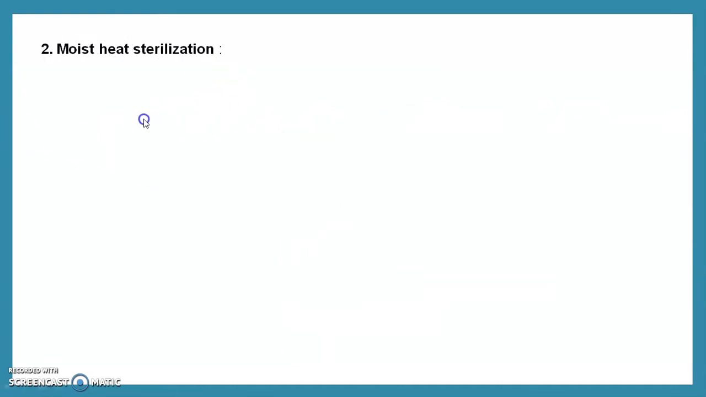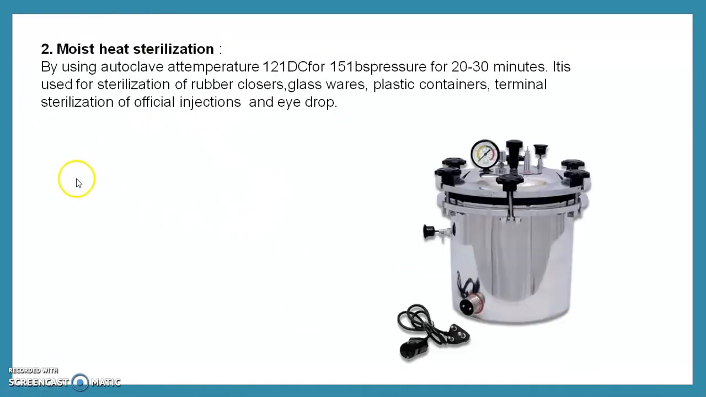Then the next is moist heat sterilization. For moist heat sterilization, we use the autoclave. By using the autoclave, we attain a temperature of 121 degrees Celsius for 15 minutes. It creates 15 lbs pressure for 20 to 30 minutes. It is used for the sterilization of rubber closures, glassware, plastic containers, terminal sterilization of official injections, and eye drops.